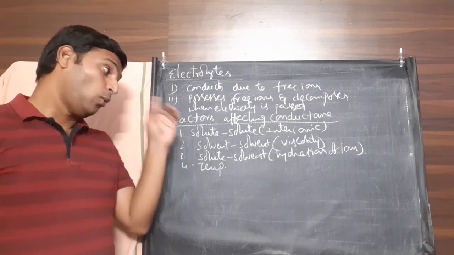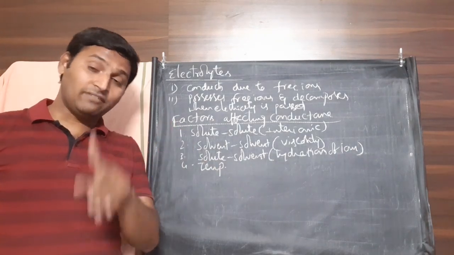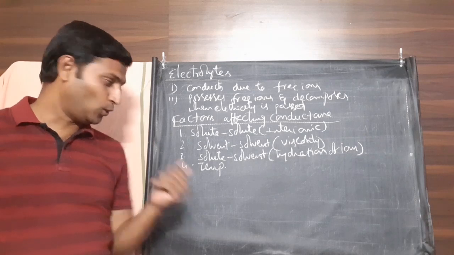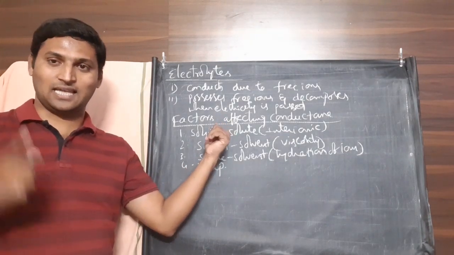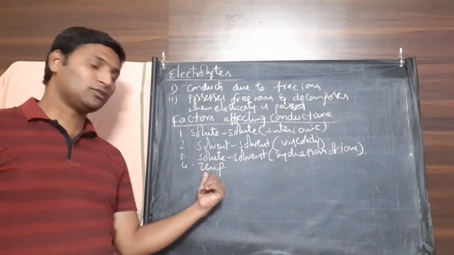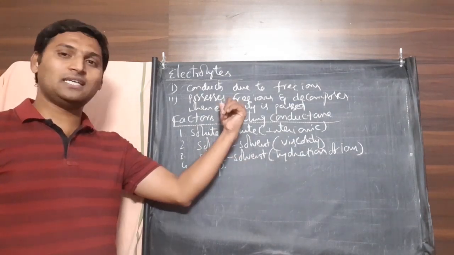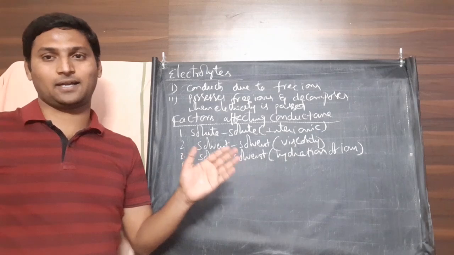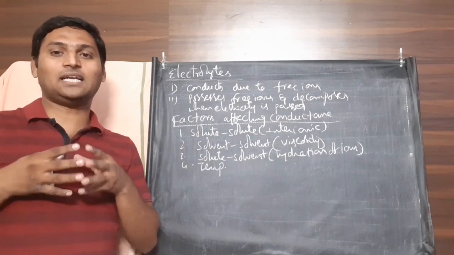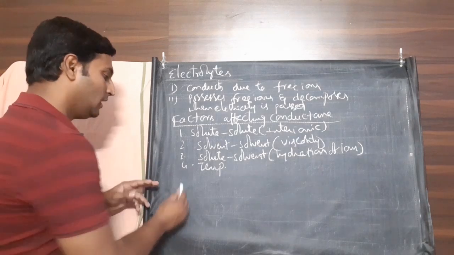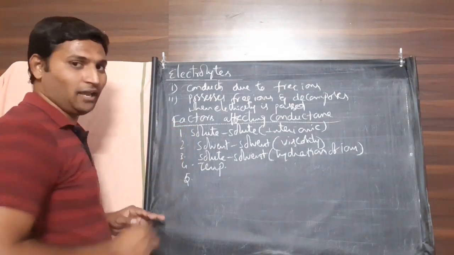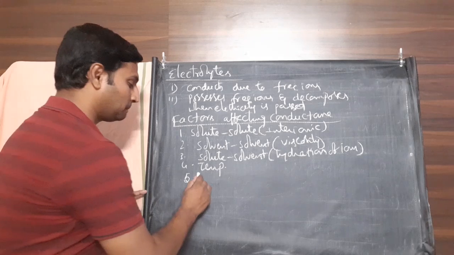Among them, which are the factors favorable for conductance? Only temperature. These 3 factors are opposing the conductance. They are supporting the resistance, and because of increase in temperature, all these 3 interactions will break, reduce. As a result, ionic mobility increases. We have understood that. Further, factor number 5, very, very important.